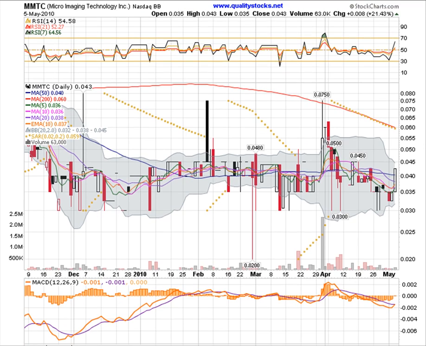The thing about a chart like this is because it's been channeling sideways for so long, the indicators are a little bit of a help. In this particular case, they're about average for where you'd expect them to be. The RSI breaking through 50 is great.